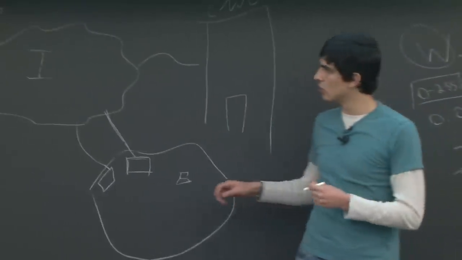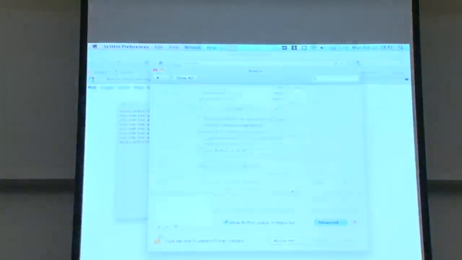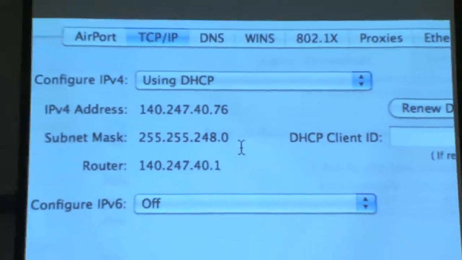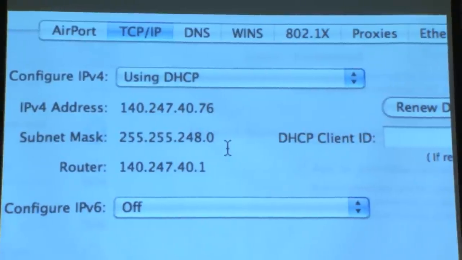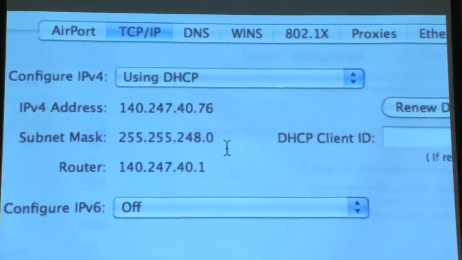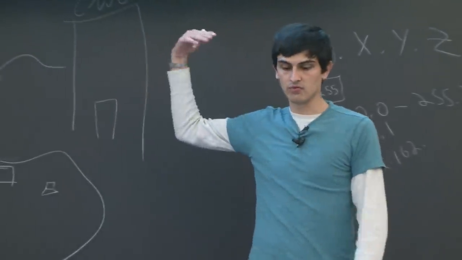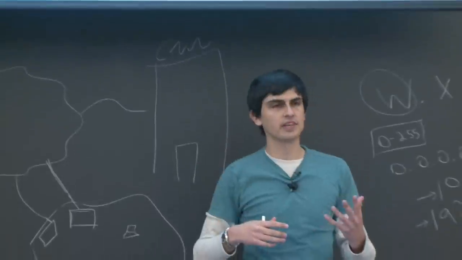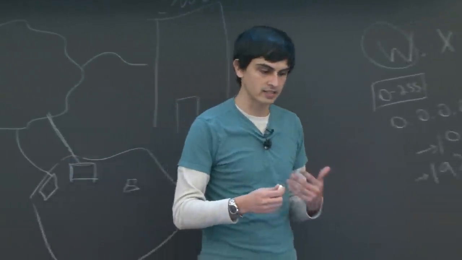So a router might know, let's see, if I bring this back up, you notice that this router in particular is 140.247.40.1. In combination with the subnet mask, but we're not going to get into that too much, your computer is then able to say, okay, all of these numbers within a range, in this case 40.1 to about 40.255, can be connected to that router. But any number outside of that range, it's not going to understand that IP address. It won't be able to contact back and forth.